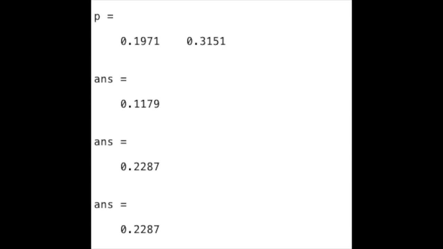In any case, if I were to run this code in Matlab, we would see the following output appear in our command window. The first result is the two values of p for x falling less than 15 and 16. Then we subtract their difference to find x within that range. And then the last two entries, noticing that they are the same values, were just our two alternative ways of computing the probability that x was greater than 90.